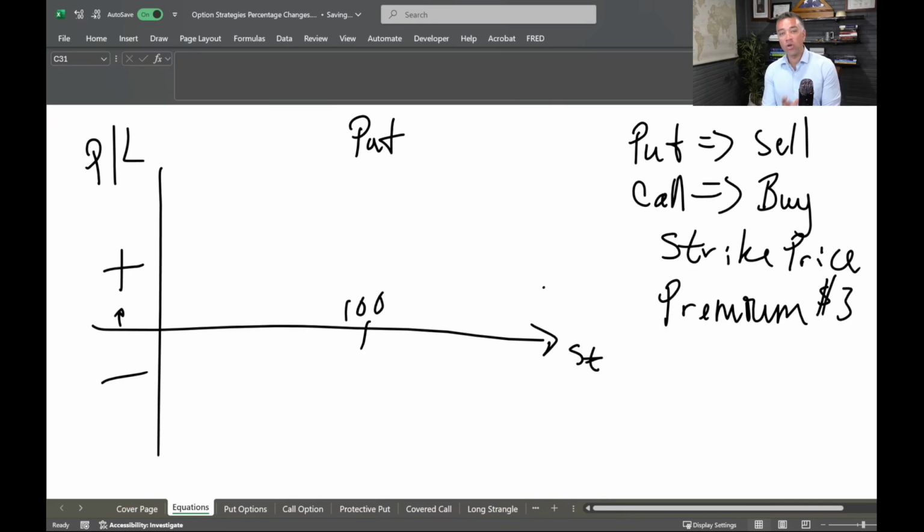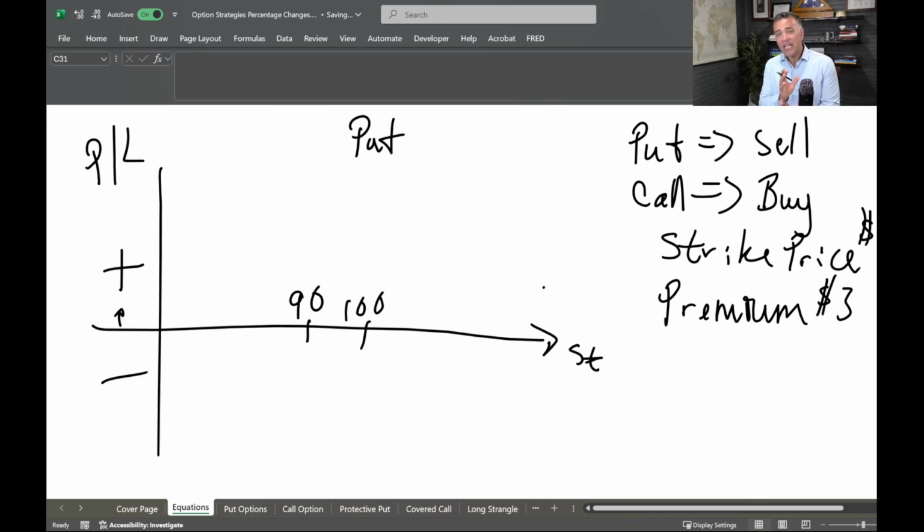So we're going to draw that $100. That's the current stock price. Now we want to know, what is the strike price? Well, in this example, we're going to say the strike price is 90. So I'm going to draw a 90 here. That means if it hits 90, I could exercise this contract if I purchase the contract.